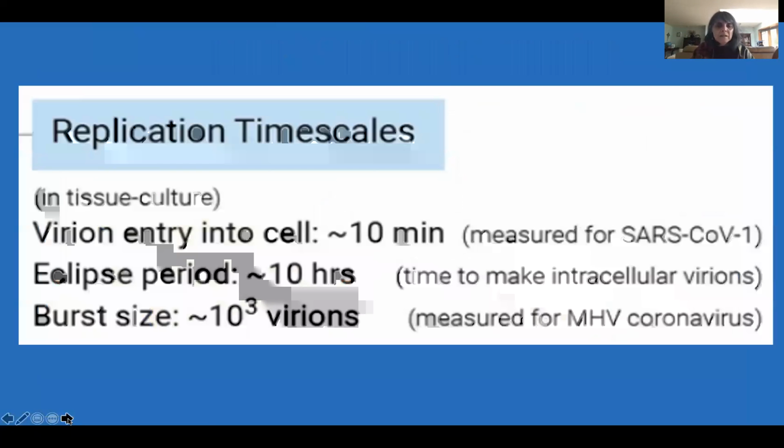Okay. I thought I'd give you a few numbers. In cell culture, for coronaviruses, here we use SARS-CoV-1 to determine this, it takes about 10 minutes to enter the cell. It takes about 10 hours to make a population of intracellular viruses, and each cell produces about 1,000 viruses. This was measured for a mouse coronavirus, not for SARS.